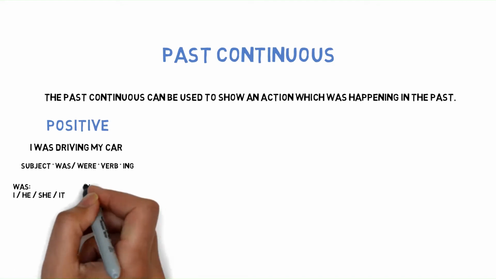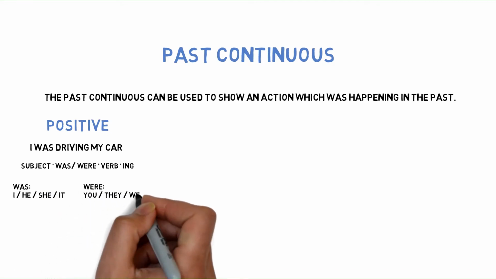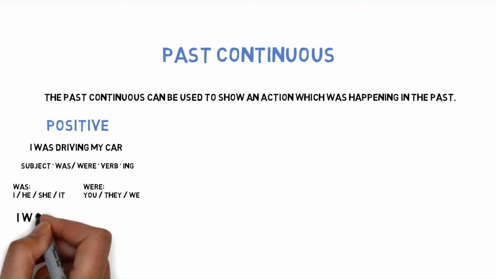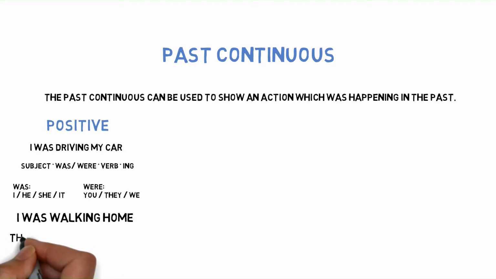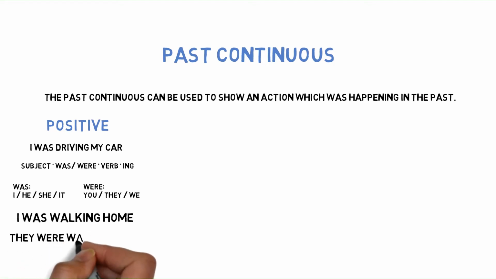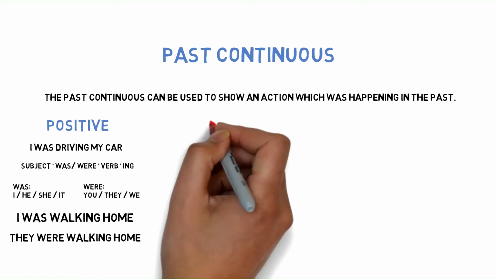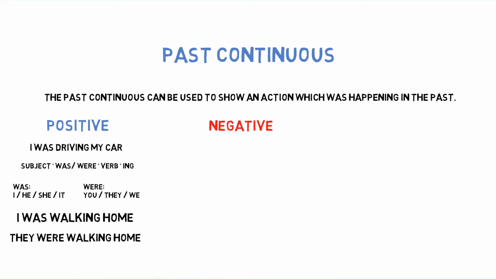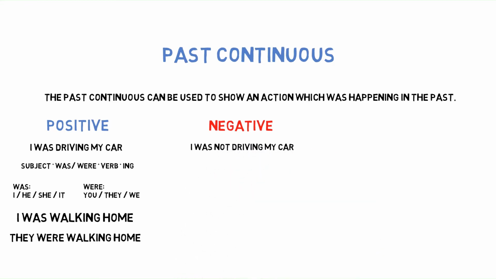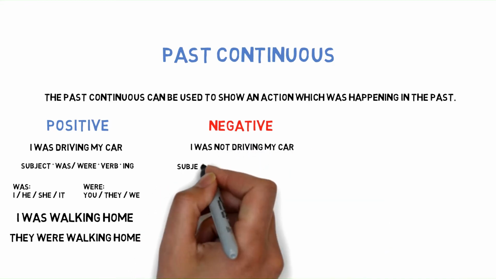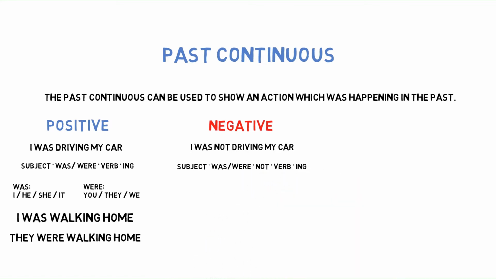Was تنستعملو مع I, he, she, it. Were تنستعملو مع you, they and we. For example, I was walking home. If we add they, were, they were walking home. For the negative form of the past continuous, we have I was not driving my car. So subject plus was or were plus not plus the verb plus ing.